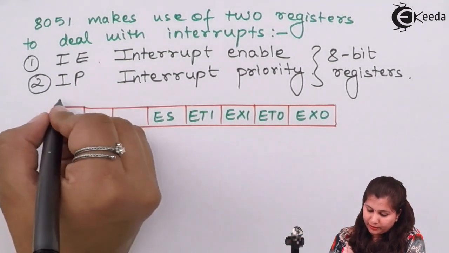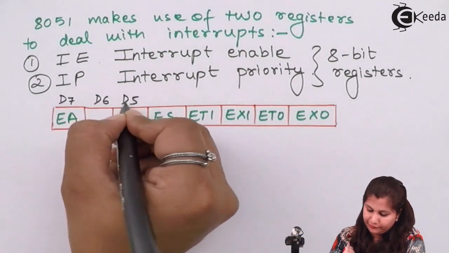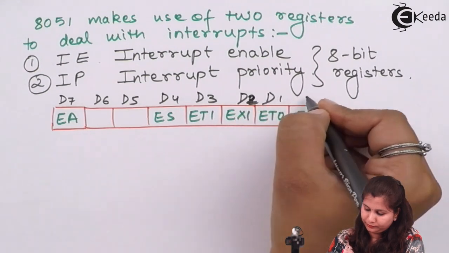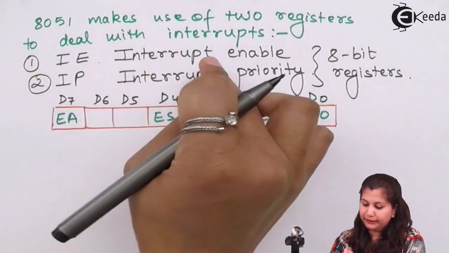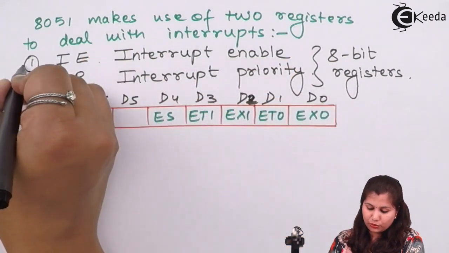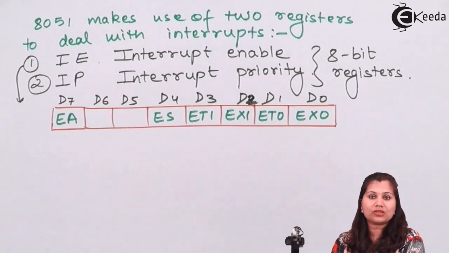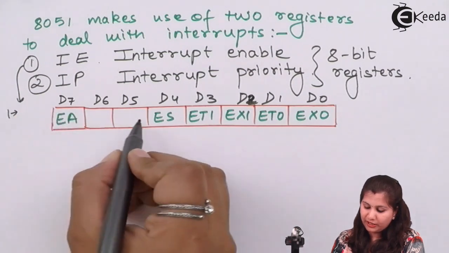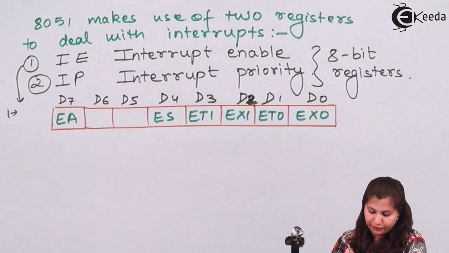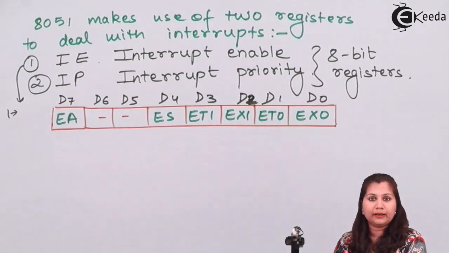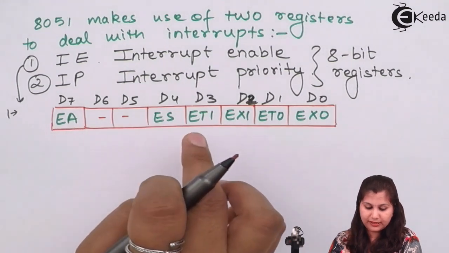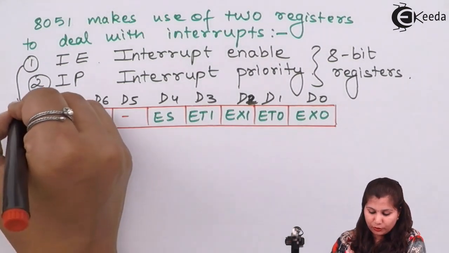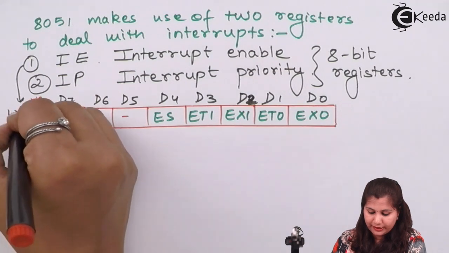So these are the 8 bits from D7, D6, D5, of the interrupt enable register. Now this register is used to enable or disable the interrupts, means to mask or unmask them. If any bit of this register is 1, that particular interrupt will be enabled, and if any of them is 0, it is going to disable that interrupt. So 1 means enable and 0 means disable.